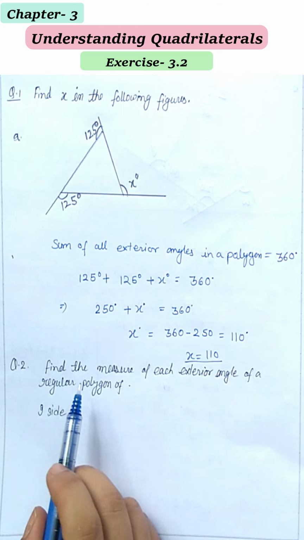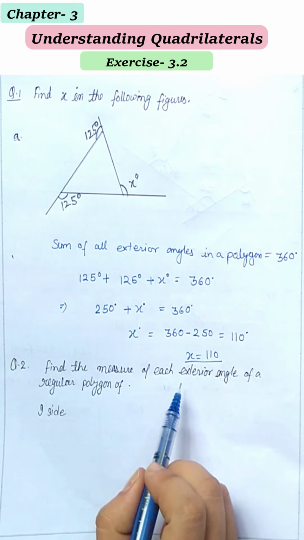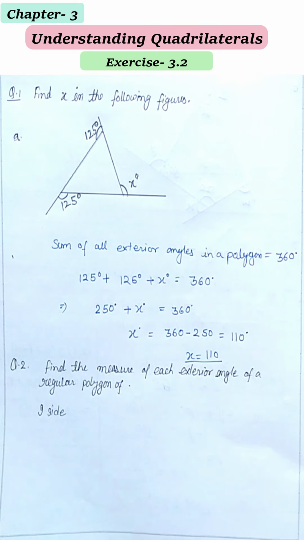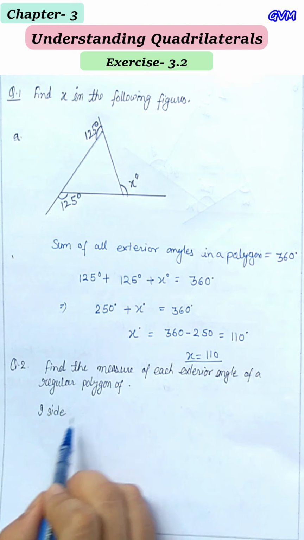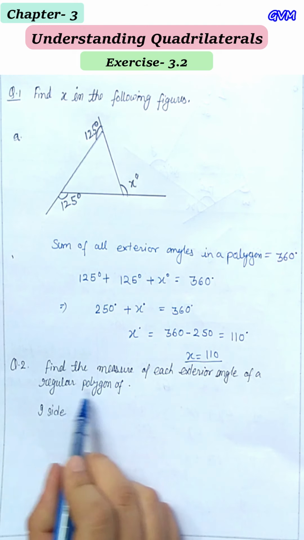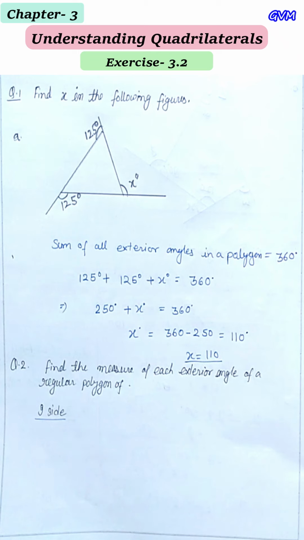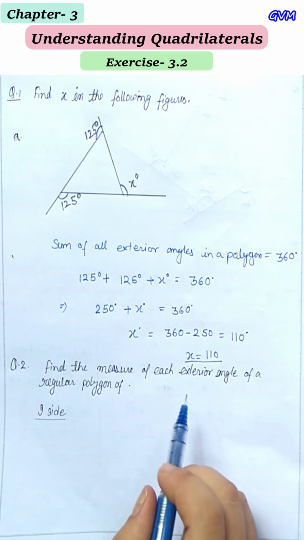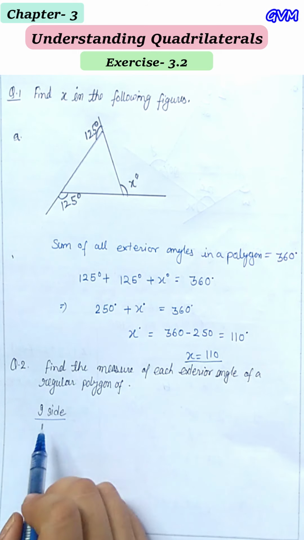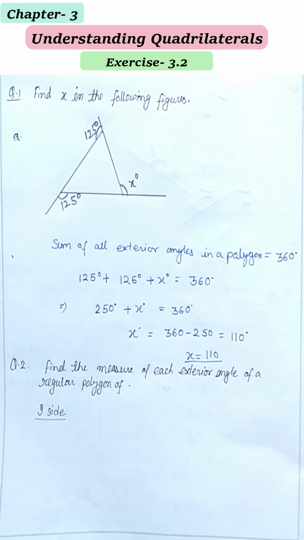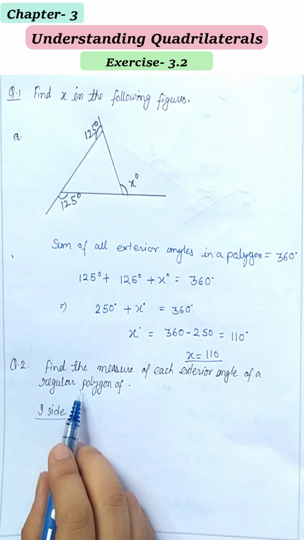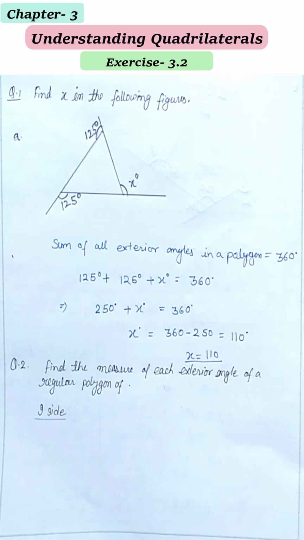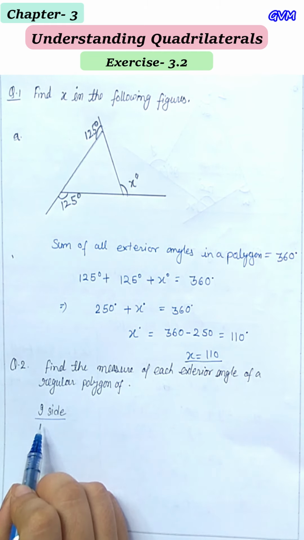Now second question is find the measure of each exterior angle of a regular polygon. So we have given that there is a regular polygon of 9 side. Okay, so we need to find each exterior angle of this polygon. Okay, so if there is a regular polygon का मतलब होता है that each side of the polygon and each angle in polygon are equal to each other. Okay, so 9 side है.